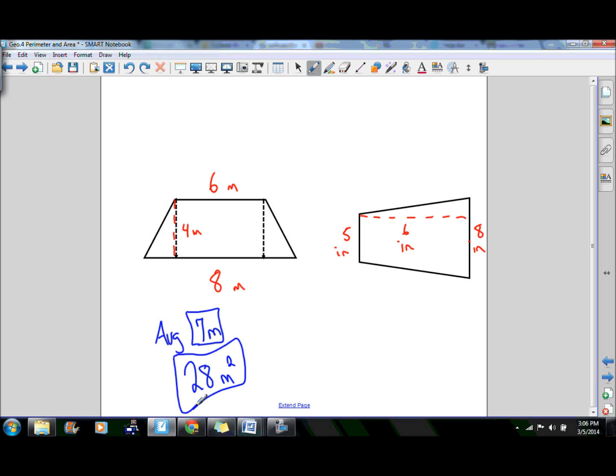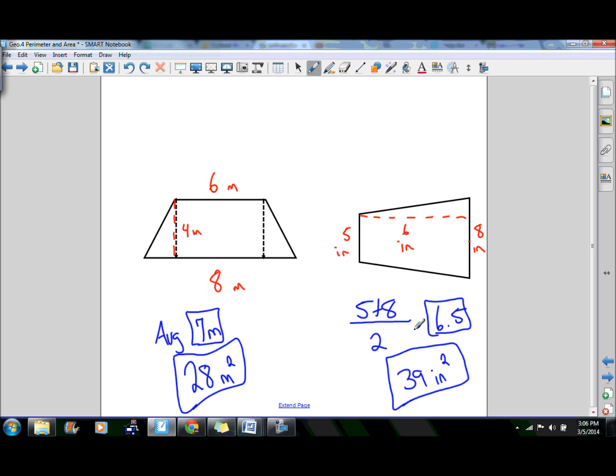Now, if you want to break it up into 3 pieces and solve it that way, totally acceptable, because the average can get a little tricky for problems like this. Because the average of 5 and 8 is going to be 5 plus 8 divided by 2, which is 13 over 2, or 6.5. And now 6.5 times 6 would be 39 inches squared. So if you got decimals in there, it's a little bit tougher. You could also break that up in pieces if you'd like.